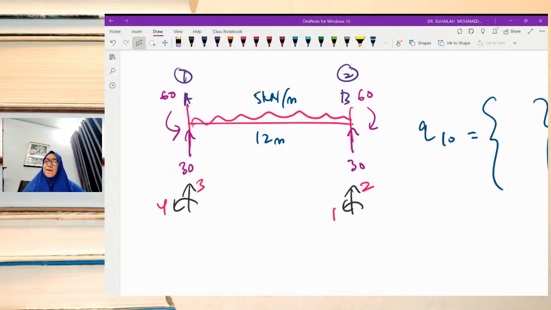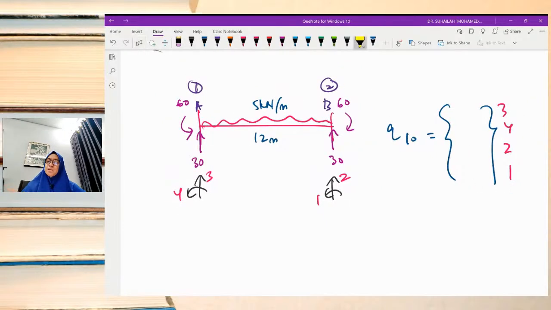Okay, look at this diagram. At position 3, it is 30, positive. For position 4, it is the moment at A, and the moment has the same component as 4. So it is positive 60.